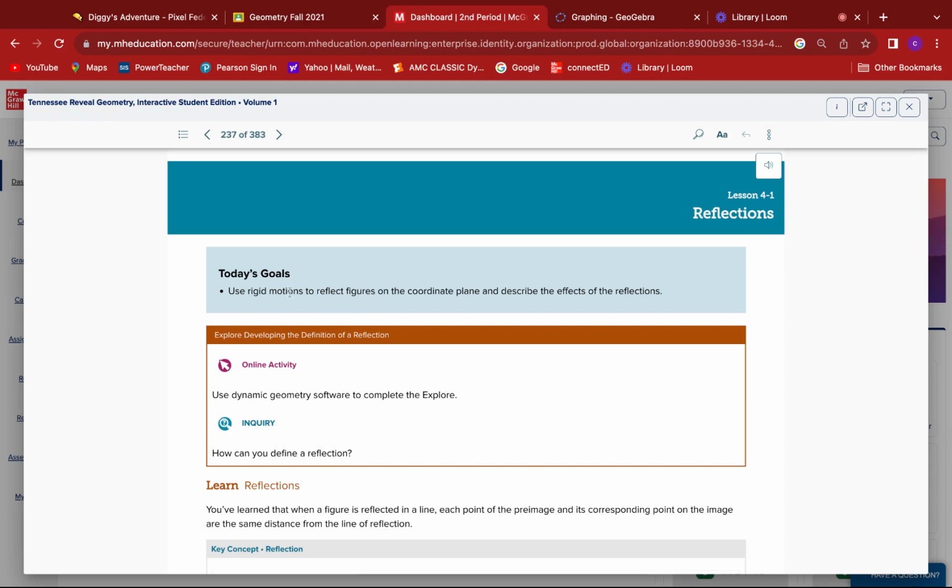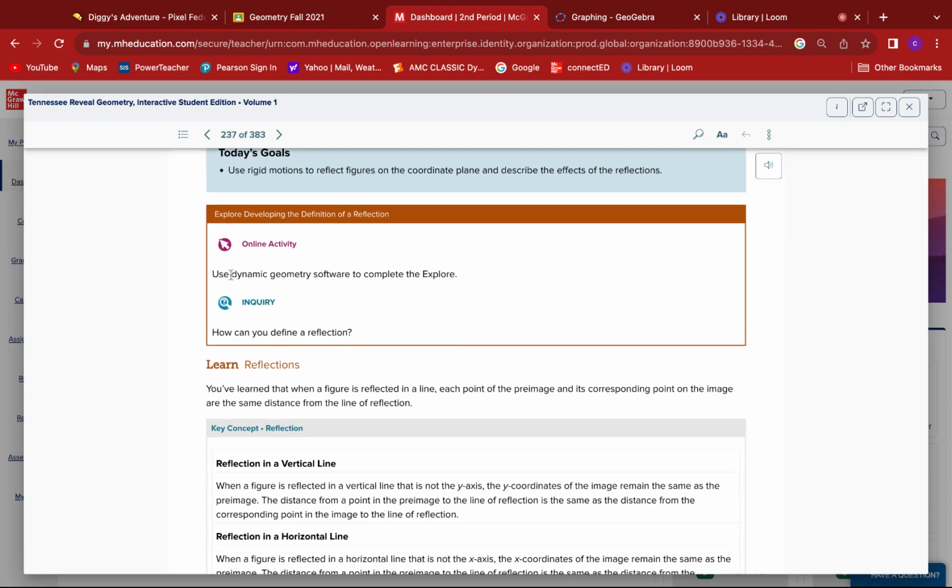It says use rigid motions to reflect figures on the coordinate plane and describe the effects of the reflections. Well, first off, you don't even know what a rigid motion is. We need to talk about that. A rigid motion is, well, basically anything except a dilation. It's when you keep the same size and shape of the figure. You either move it, flip it, turn it. You just don't make it grow or shrink in size. So it's definitely not a dilation.